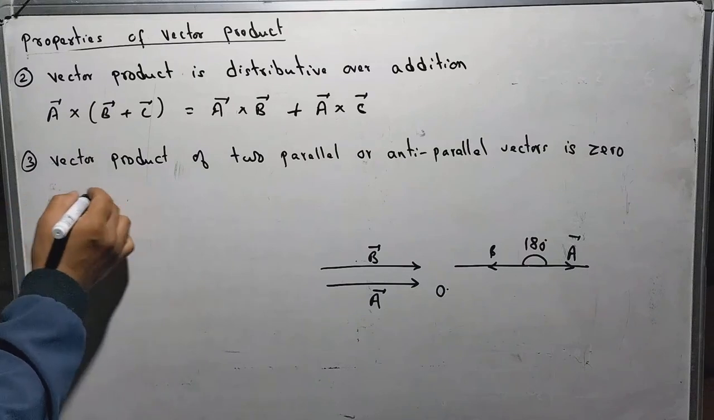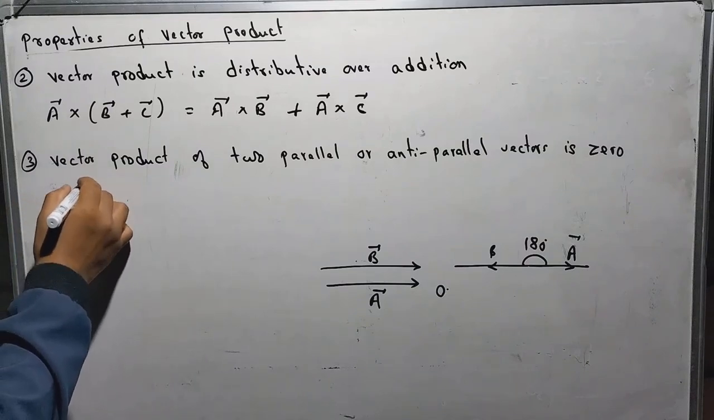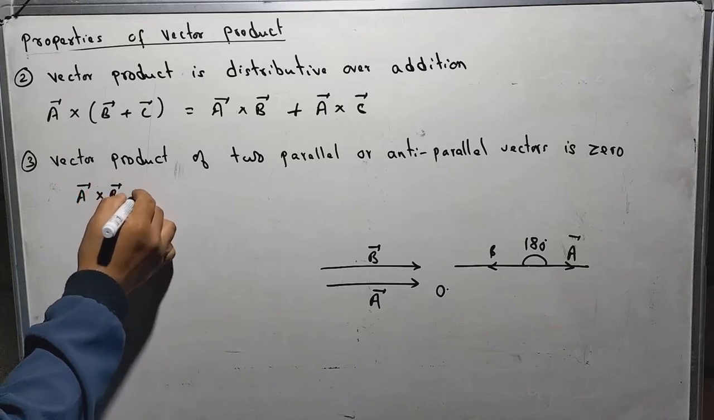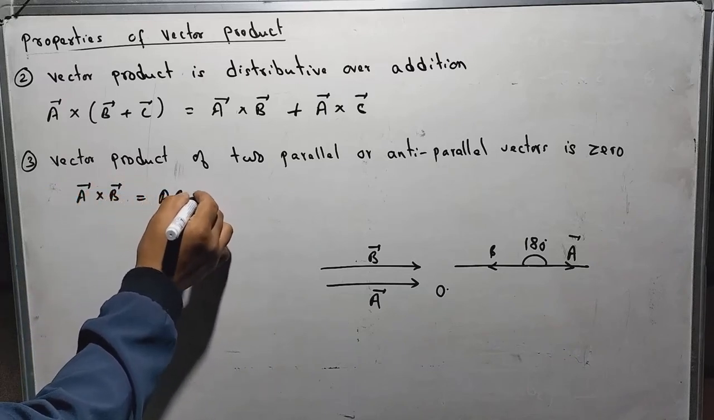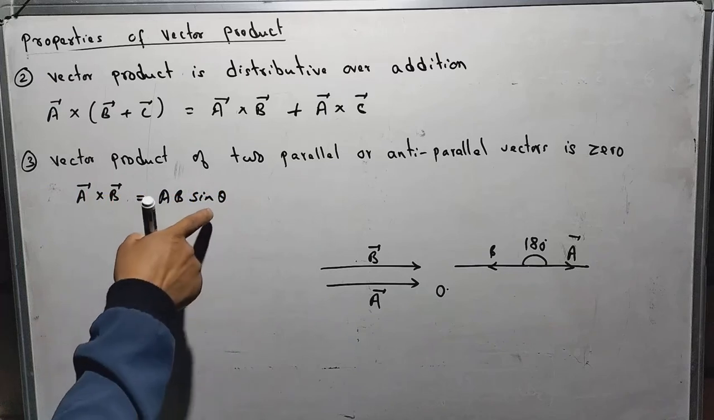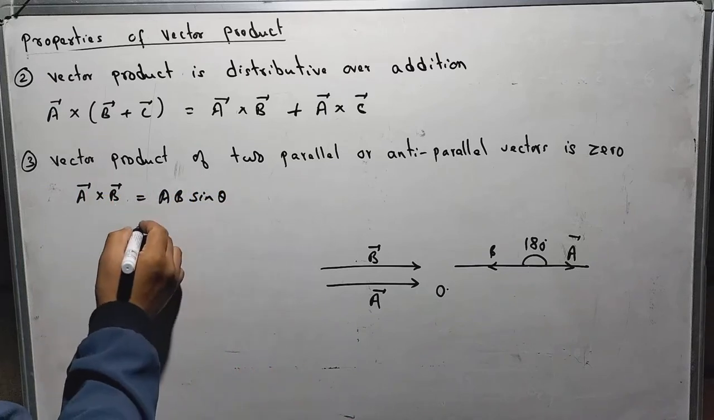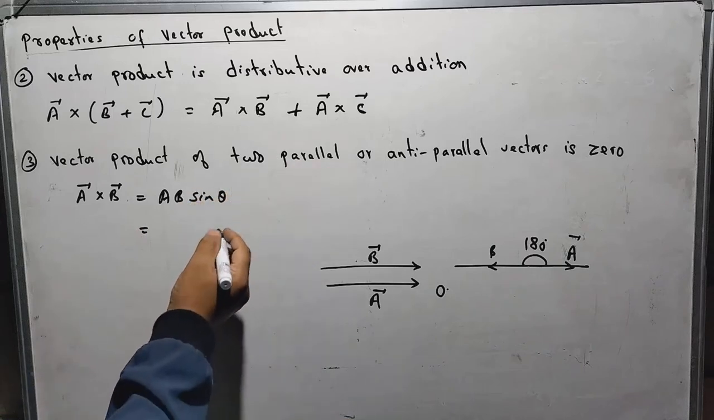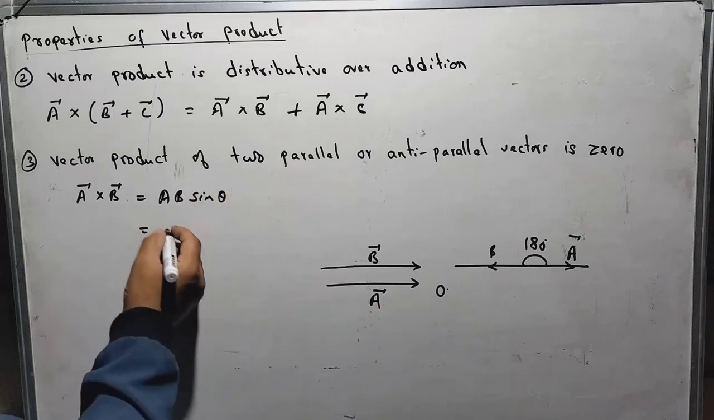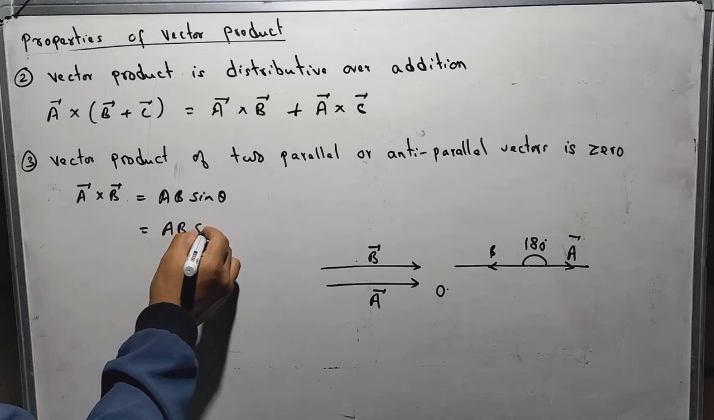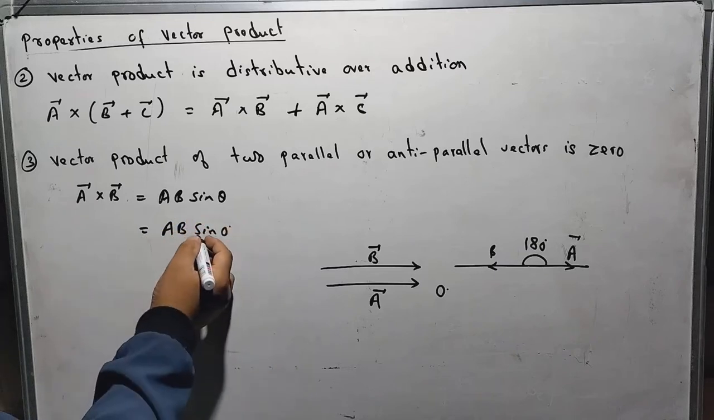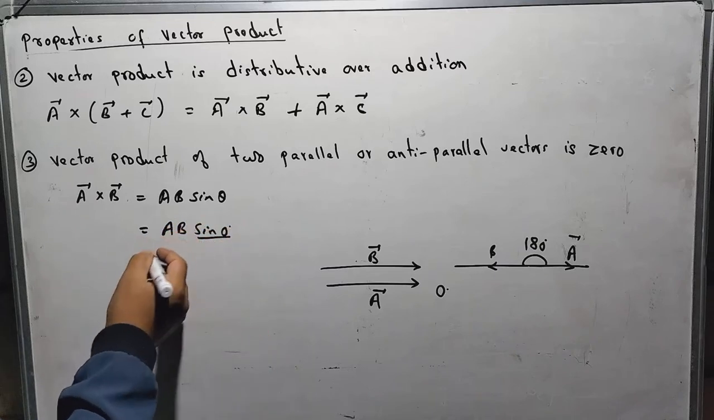How? Okay, let us prove. We know A cross B is equal to AB sine theta. Now this theta always stands for the angle between A and B. So when they are parallel, theta is how much? 0. So AB sine 0 degrees. And you know sine 0 is 0, so 0 into AB will be 0.